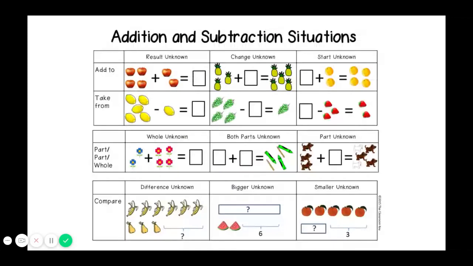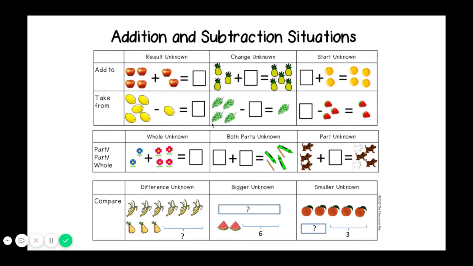Throughout the year, we've talked a lot about some different types of addition and subtraction word problems. They're also called addition and subtraction situations. The first ones that we started out with, the easiest ones, were result unknown. You're adding 2 numbers together and solving for the result, or you're subtracting 2 numbers and solving for the result.